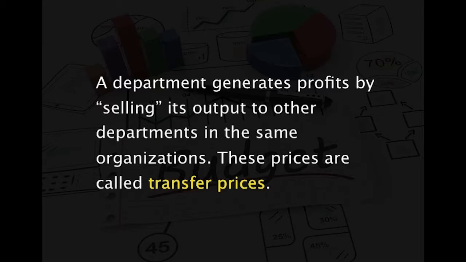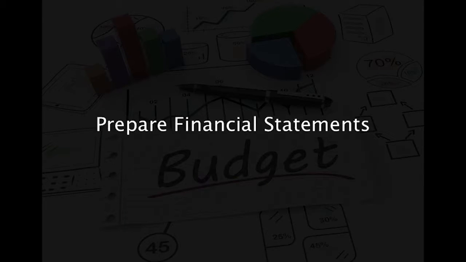A department generates profits by selling its output to other departments in the same organization. These prices are called transfer prices. Next is prepare financial statements.